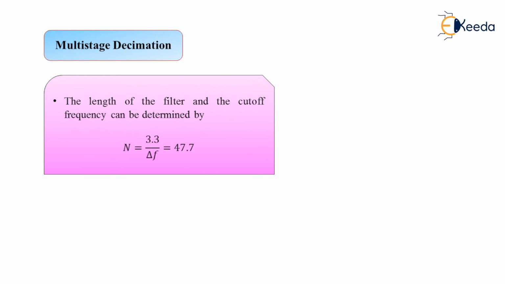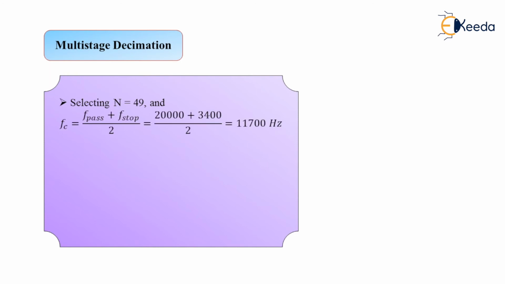So the determination goes with the step. Here we write capital N is equal to 3.3 divided by delta F. From the previous equation, we put the value of delta F to be 0.06917, and the value of capital N will be equal to 47.7. After this, we require the value of Fc. Let us round the selection of capital N to the value N equal to 49.